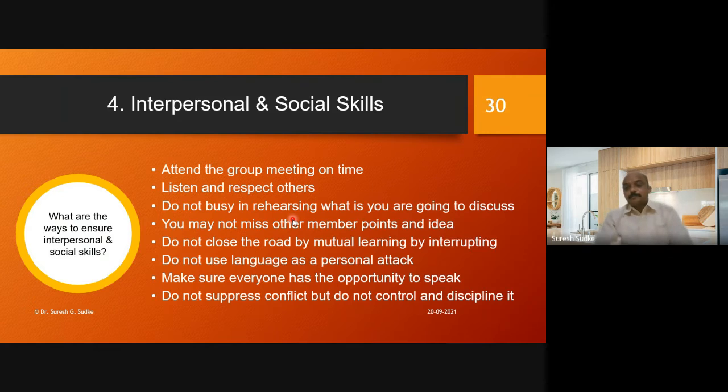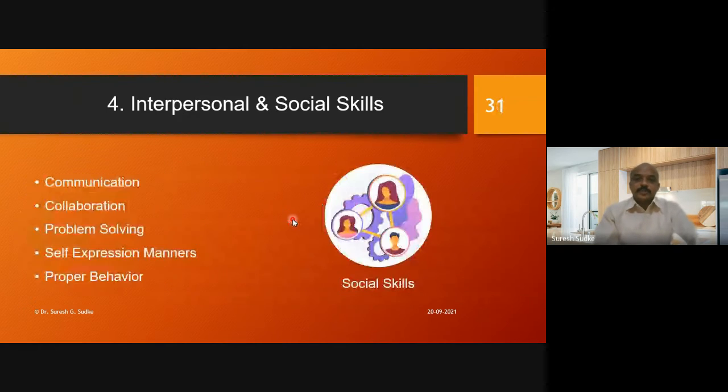Do not suppress the conflict, but do not let it go uncontrolled either. Not suppressing the conflict means do not stop your group members from speaking. You let them speak, but before that, you have to manage the conflict. Otherwise, the exchange of ideas will not happen. So we have to control the conflict and we have to discipline it.